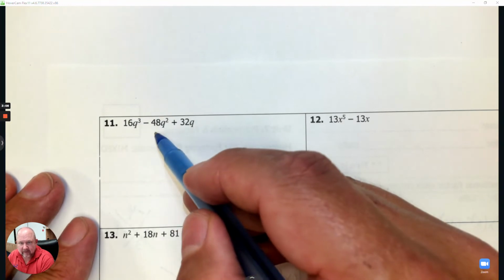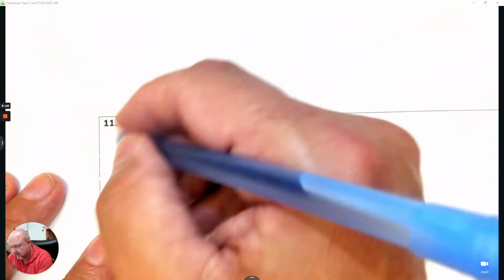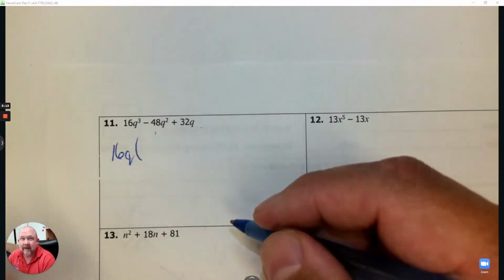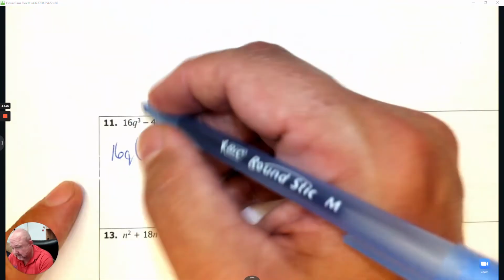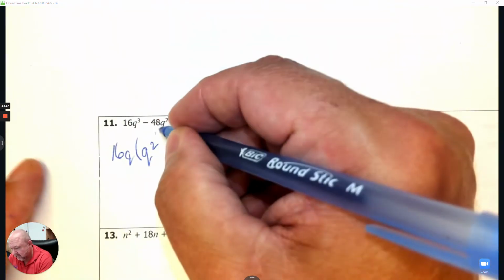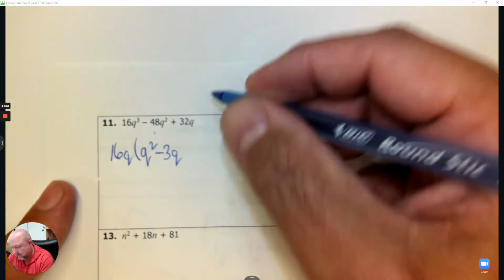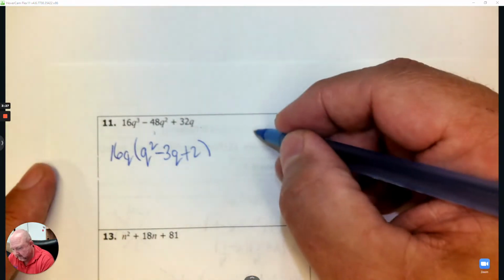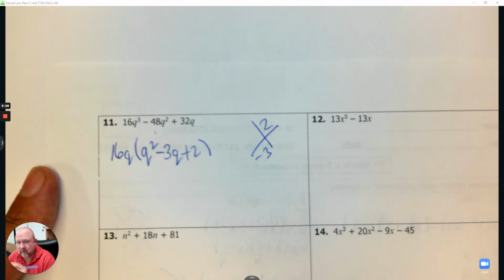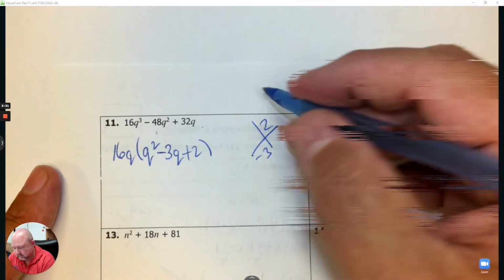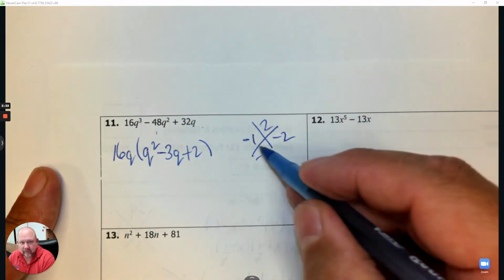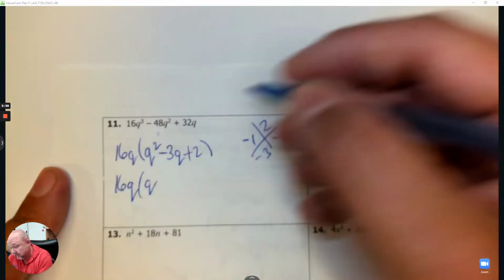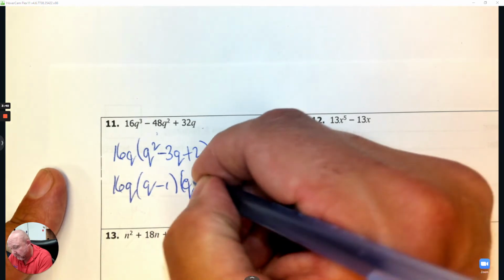I'm going to factor out a common factor here. So that's 16 and q. And then I'm going to divide. So 16 divided by 16, that's 1q squared. Negative 48 divided by 16 is 3q. And 32 divided by 16 is 2. And then it's a simple trinomial. So two numbers that multiply to 2 and add to 3. And they both need to be negative so that it fits. So I write down 16q and then q minus 1 and then q minus 2.